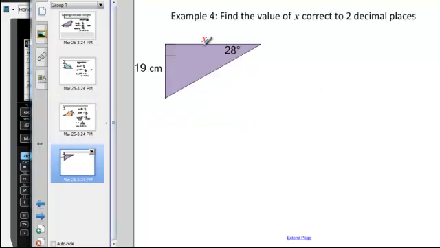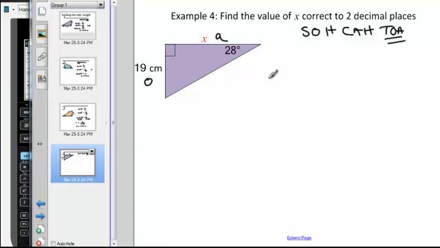Again, find x, correct to 2 decimal places. Hopefully for the first part now you've got to label your sides and work out what trig ratio you need to use. I want to find x, and I'm given this angle is 28 degrees. So x is the adjacent to that angle, and this 19 centimeters is the opposite of 28 degrees. Let me just write here, SOHCAHTOA. I'm looking for the ratio that uses the adjacent and the opposite side. If we look here, tan is the ratio that uses the opposite and the adjacent side.